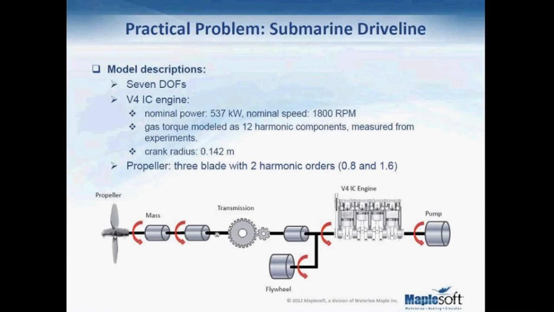The propeller and the internal combustion engine are connected through a transmission which is modeled as a simple reduction gear. There's also a flywheel attached to the first crankshaft of the internal combustion engine to reduce the vibration on the engine, and there's also a pump attached to the end of the driveline as well.